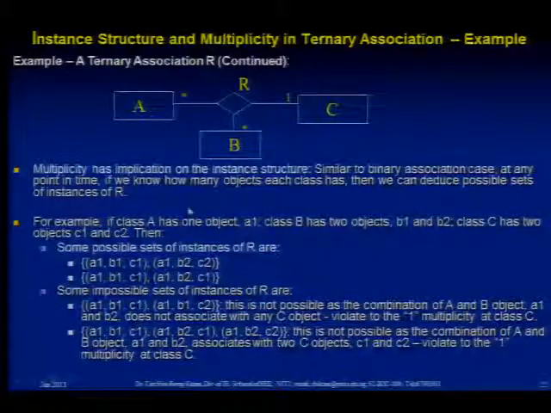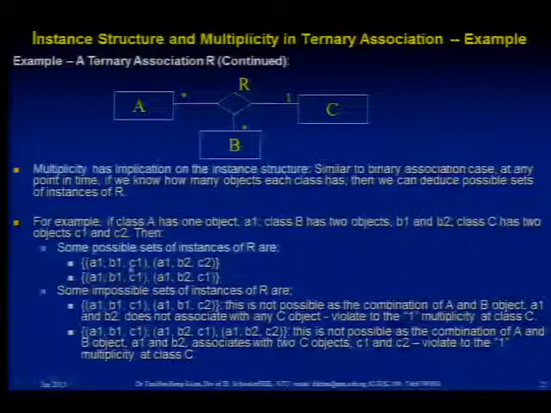So now we have this scenario. A has 1 object A1 and B has 2 objects B1 and B2. So how many combinations of A, B objects? A1, B1 and A1, B2, right? So we only have 2 combinations of A, B objects. And from this you can see that A1, B1, C1 is in the first tuple and A1, B1, C2 is in the second tuple.